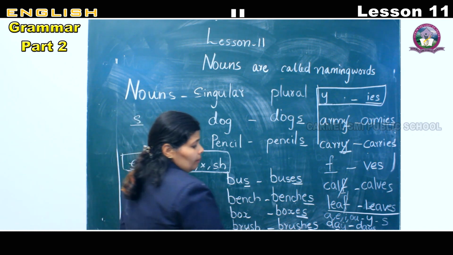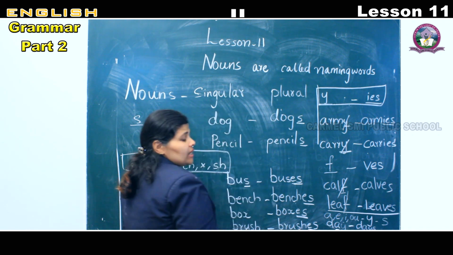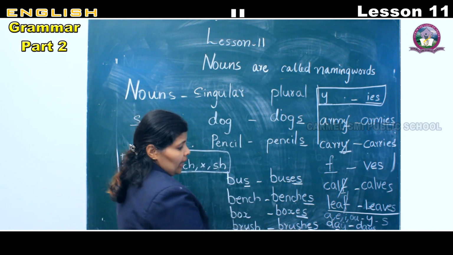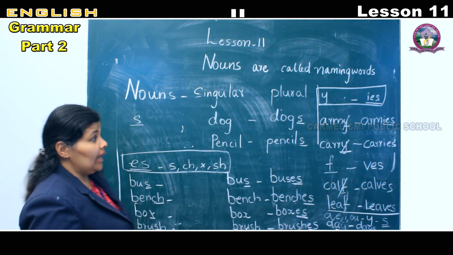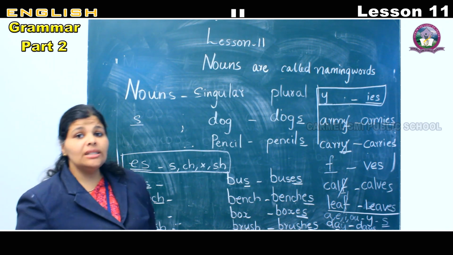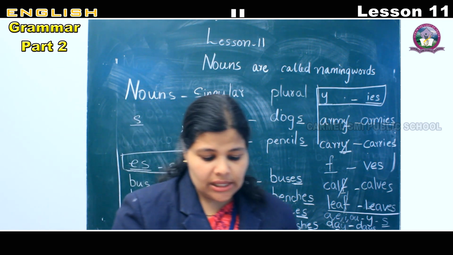Now the last one, a vowel comes before Y. The vowels are A, E, I, O, U, and if it comes before Y, we add S to make the word into plural. So singular means one, plural means many. So try and do these exercises.